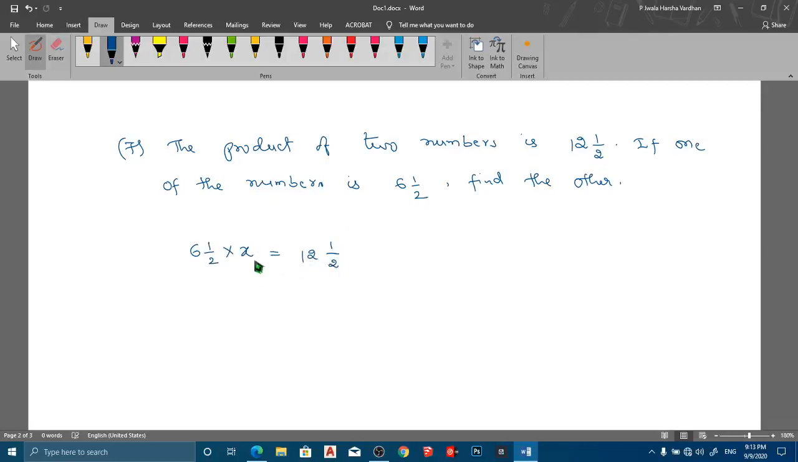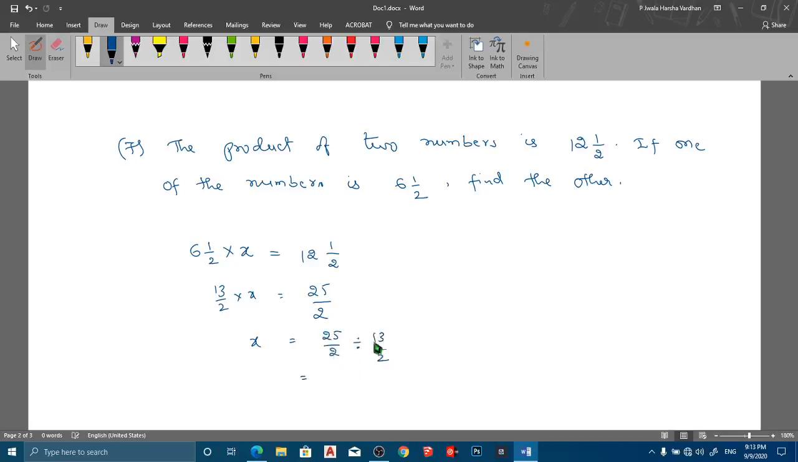Okay. Here also you can find out the x value by sending it to the other side. So how can you do this? First you convert the mixed fractions into improper fractions. This is 13 by 2 into x gives 25 by 2. So 12 twos are 24 plus 1, 25 by 2. So 13 by 2 goes to that side, and this will become divided by 13 by 2.